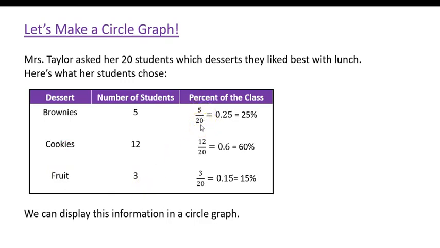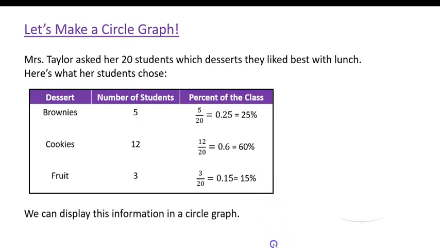If we convert those numbers into a percentage of the whole class, we take 5 out of 20, or 5 divided by 20, and we get 0.25 in decimal form. That's 25%. 12 divided by 20 is 0.6, which would be 60%, and 3 divided by 20 is 0.15, or 15%. We can display this information in a circle graph.